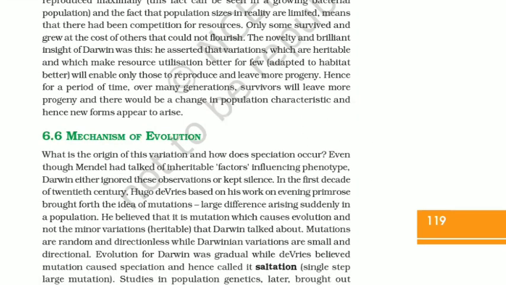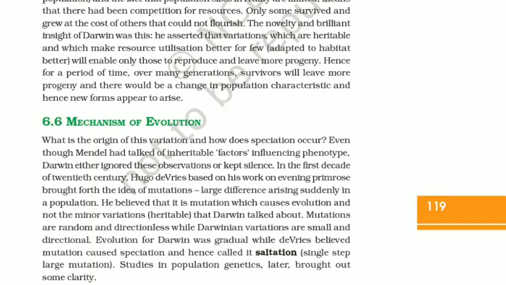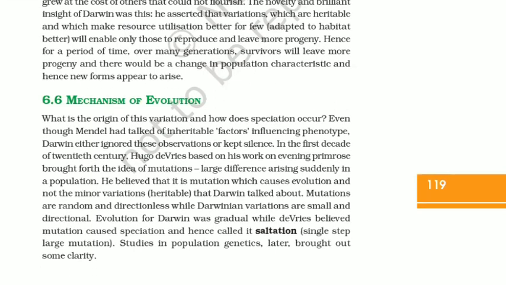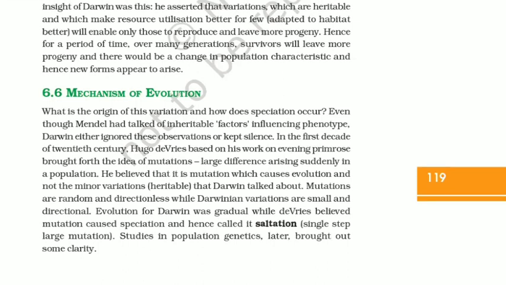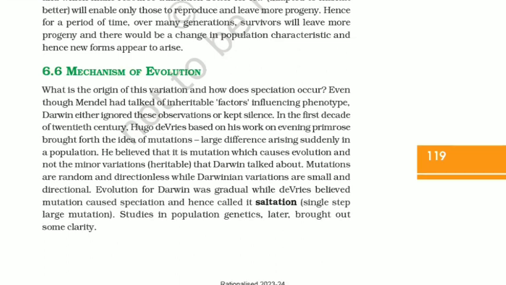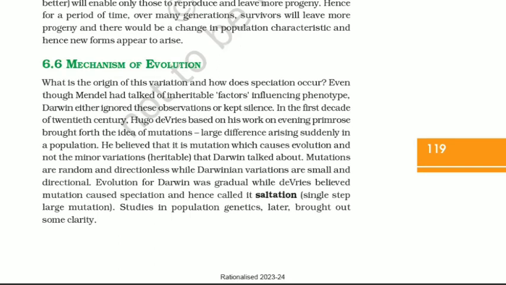The novelty and brilliant insight of Darwin was this. He asserted that variations which are heritable and which make resource utilization better for few adapted to habitat better will enable only those to reproduce and leave more progeny. Hence, for a period of time, over many generations, survivors will leave more progeny and there would be a change in population characteristic and hence new forms appear to arise.